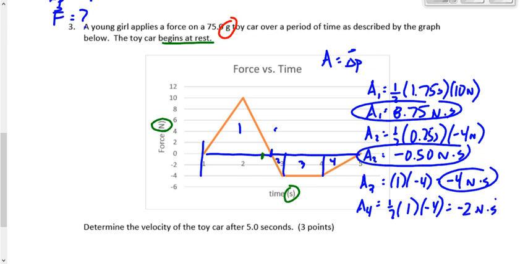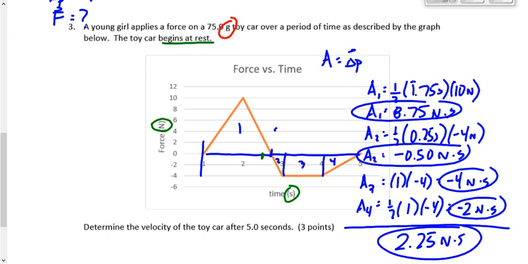Now we've got to add these up. And when we do, the total works out to be, I scribbled some things out here because my original key was, I made a mistake. I put 2.75 here, and I can't read my writing. 8.75 minus 0.5, 8.25, 4.25, 2.25? 2.25 Newton seconds. I'm going to make that a little bit neater on my key here now.